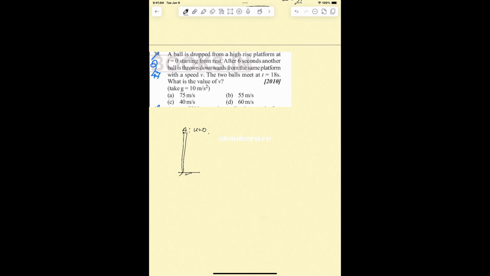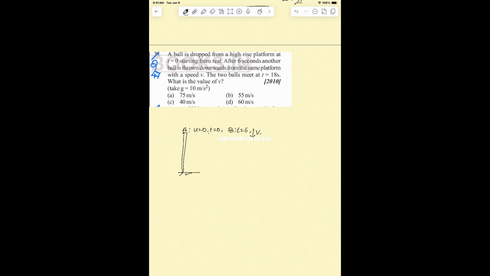This is at time t equal to 0. Then another ball, after 6 seconds, that means at time t equal to 6 seconds, gets thrown downwards with the initial speed v. Now the two balls meet at t equal to 18 seconds. What is the value of that v? Now what will we do in such cases?